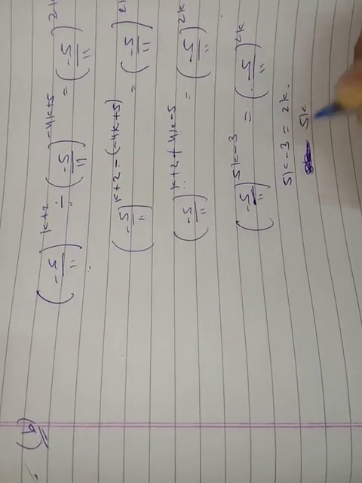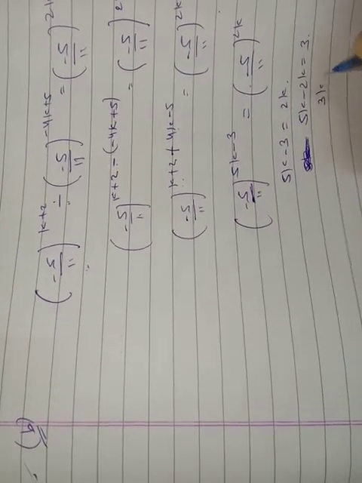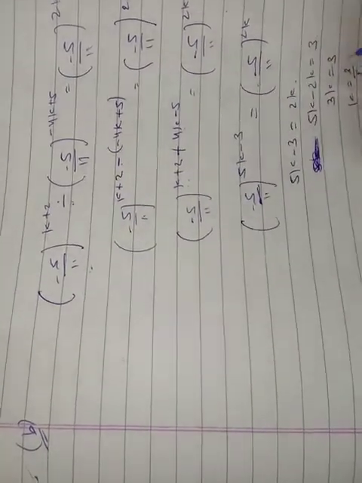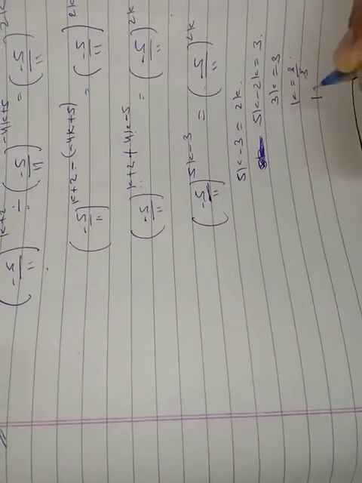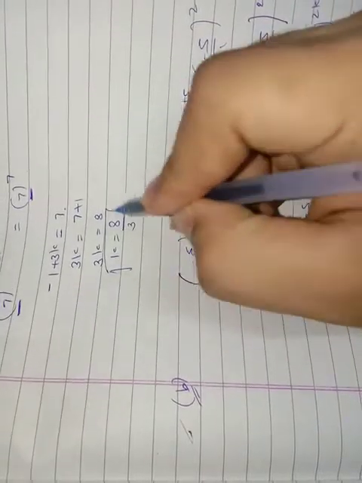5k, this 2k will come here as minus 2k, and 3 will go there. 5k minus 2k, 3k is equal to 3. So k is equal to 3 divided by 3. It will become k is equal to 1. This is the answer. And here k is equal to 8 upon 3 is the answer.